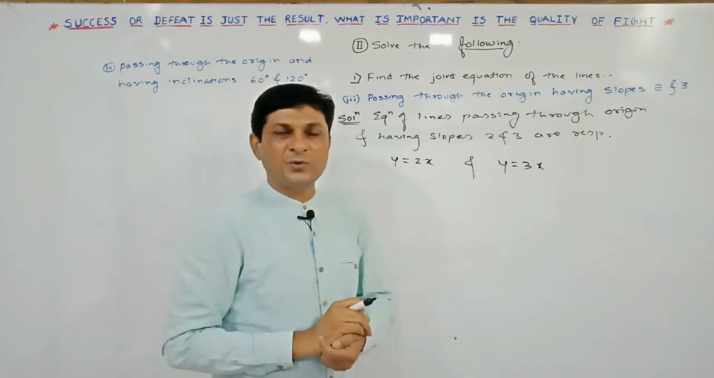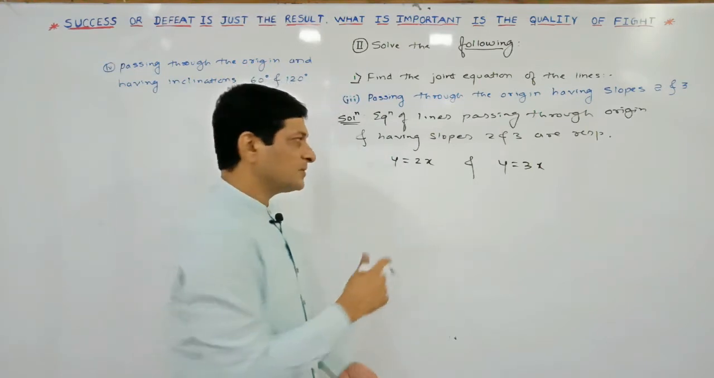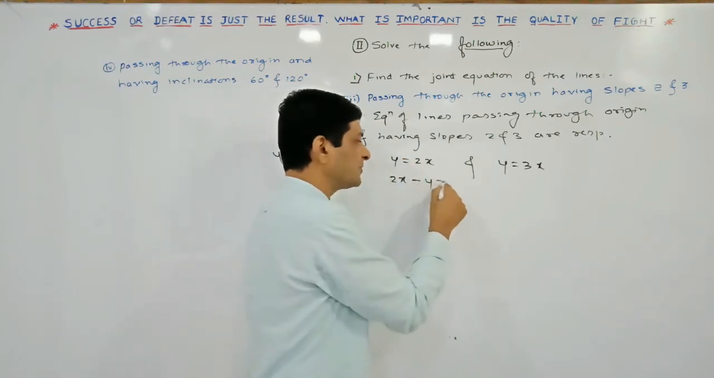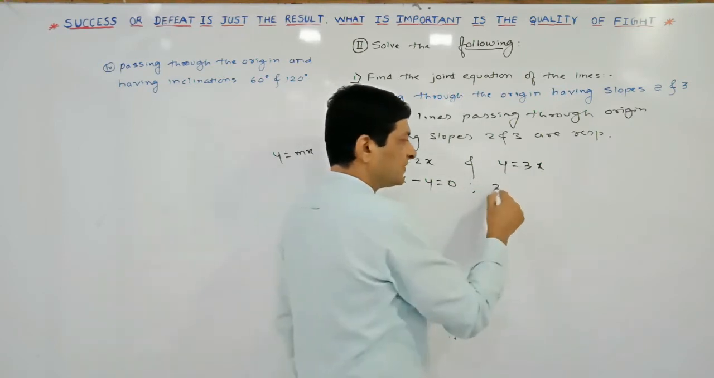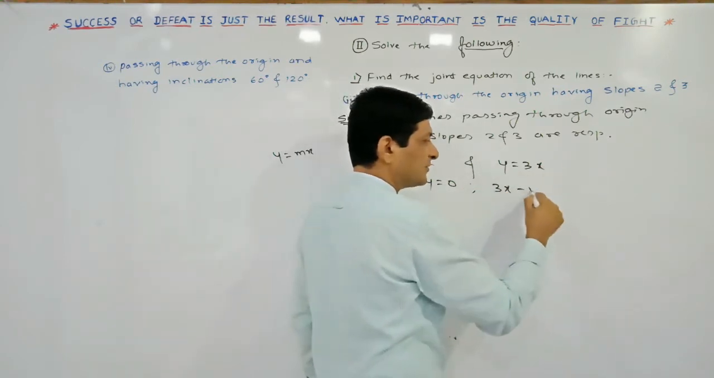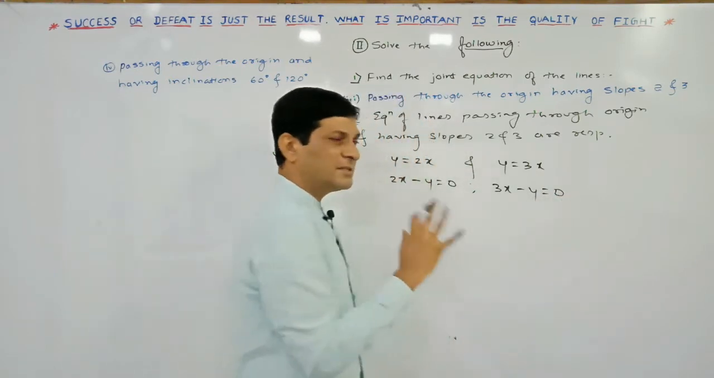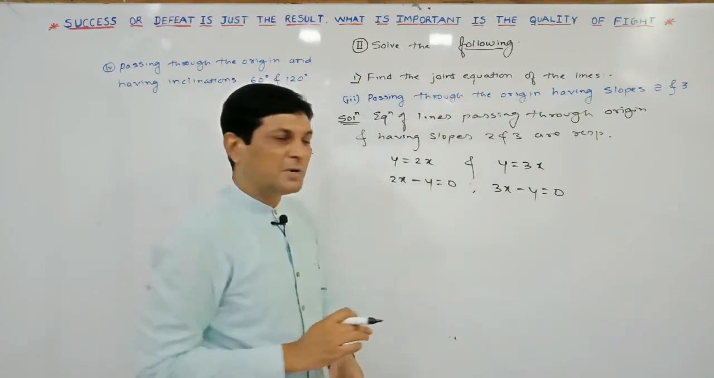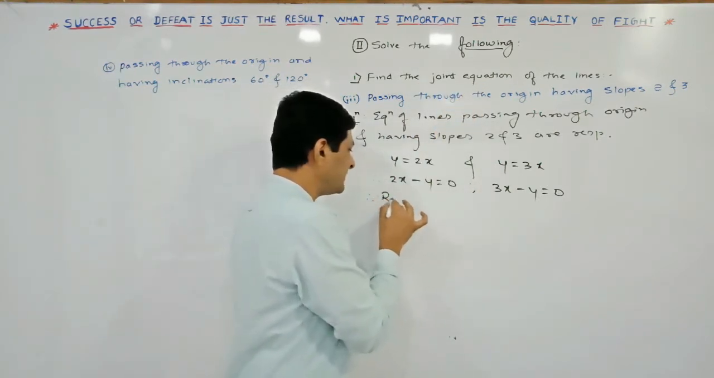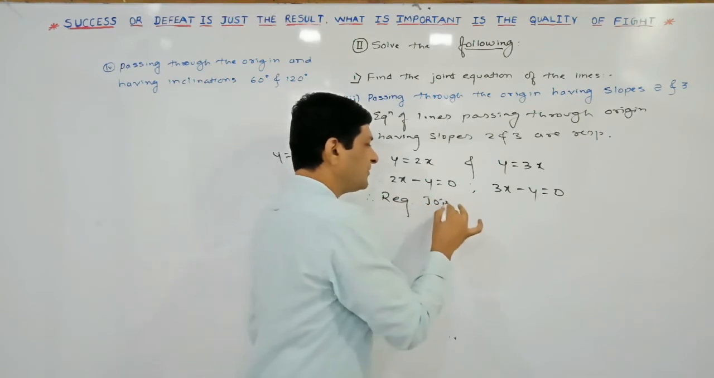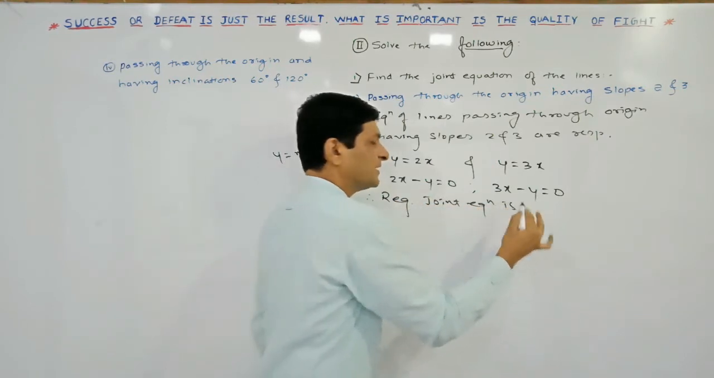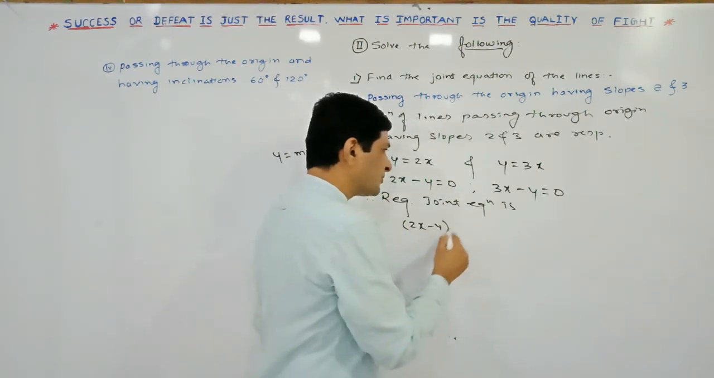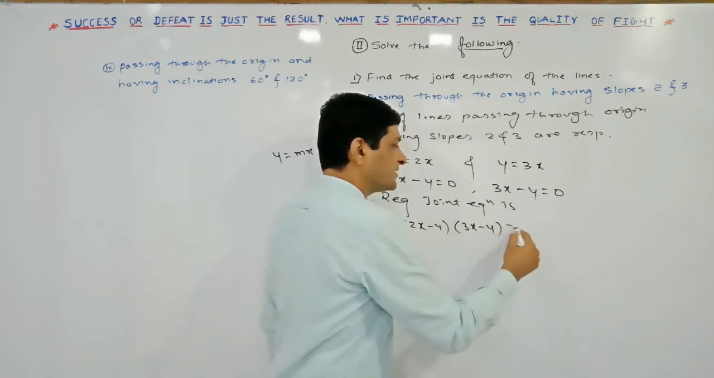But whenever we are finding joint equation, right hand side should be 0. So that's why this equation can be written as 2x, keep it as it is, plus y on this side will become minus y is equal to 0. And this equation can be written as 3x minus y is equal to 0. Once the equation of both the lines are known to us, to find out required joint equation, just simply take their multiplication. So therefore required joint equation is 2x minus y into 3x minus y is equal to 0.